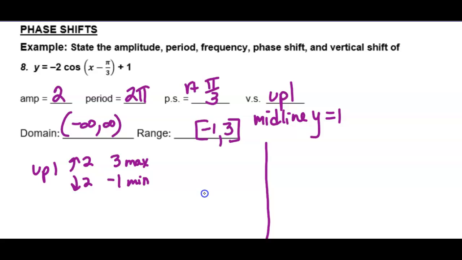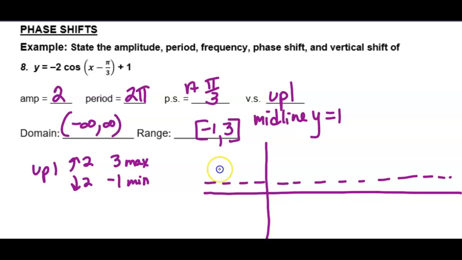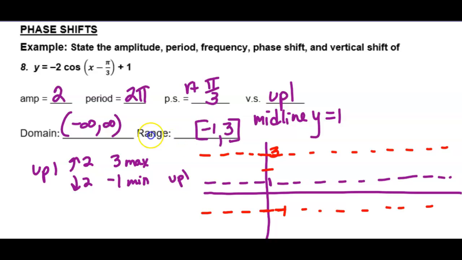All right, I'm going to go down just a little bit, and then I'm going to draw our vertical shift up 1. So this is the line y equals 1, and that's going to be our midline. Then the amplitude of 2 means up 2 from that would be 3, so that's where our maximum is going to occur. 2 below that, +1, would be -1, and that's where our minimums are going to occur. So that explains the range goes from -1 to 3.